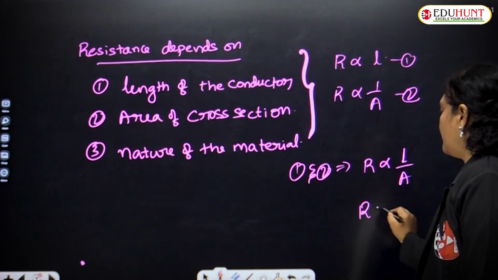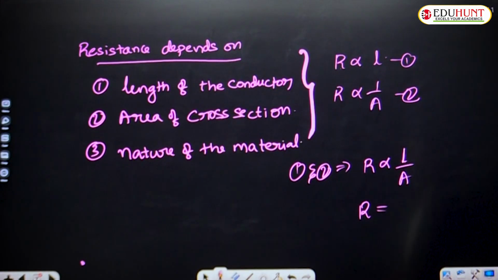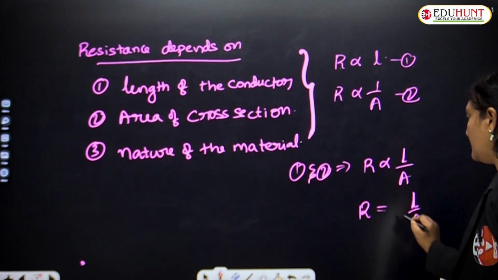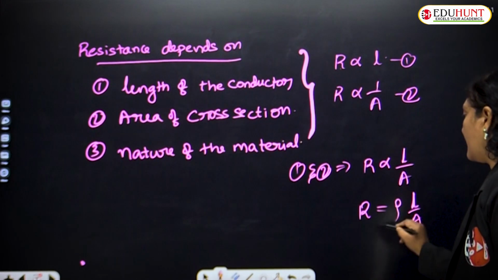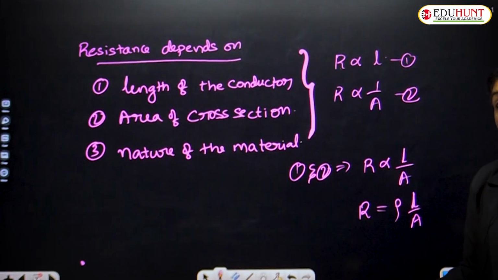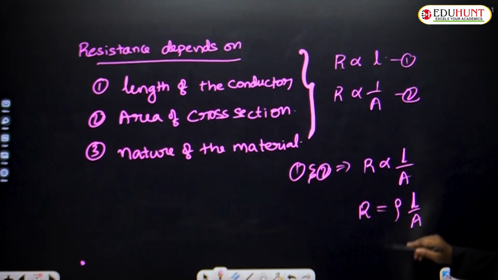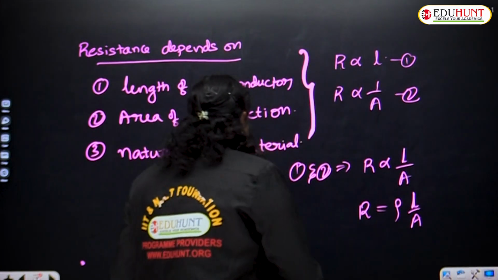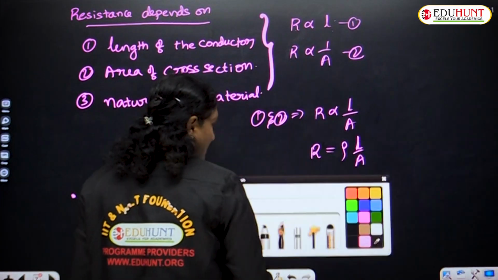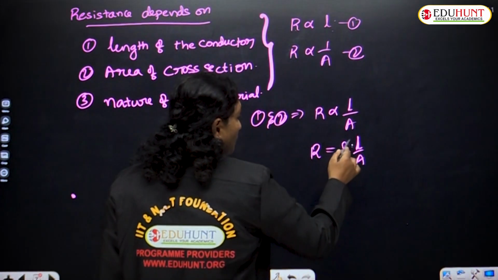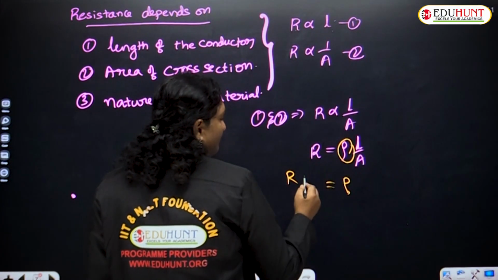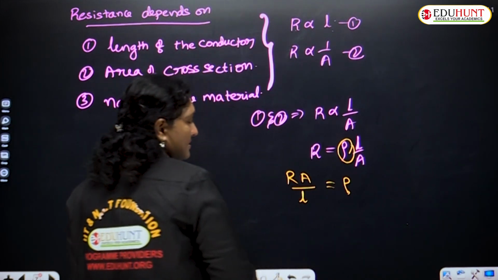If this proportionality symbol is removed, we need to replace it with equal to, and some constant. That constant is represented as rho, where rho is called resistivity. What is that, children? Resistivity. Let us try to understand regarding the resistivity to some extent. So, from this we can conclude that rho is equal to R A by L. If you bring it to the other side, it will become the reciprocal.